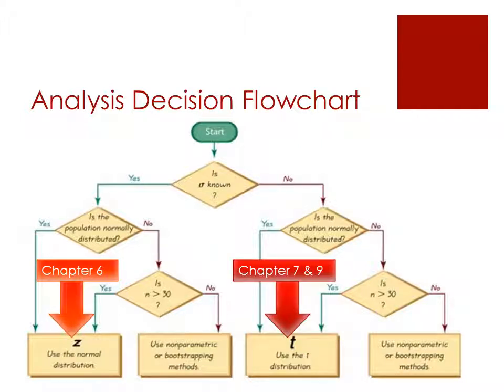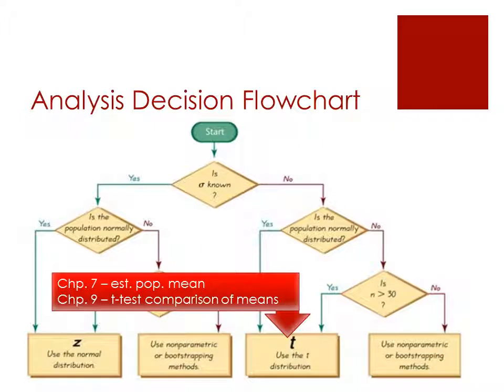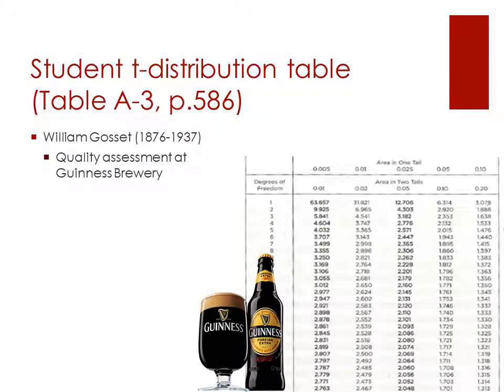However, now we're going to start looking at using the T distribution table. This is if the population is normally distributed or the n is greater than 30, but we do not know what our standard deviation is for the overall population. If this is the case, we use the T distribution. We're going to be looking at that here in terms of estimating a population mean, and then in chapter 9, we're going to be looking at t-test comparison of means.